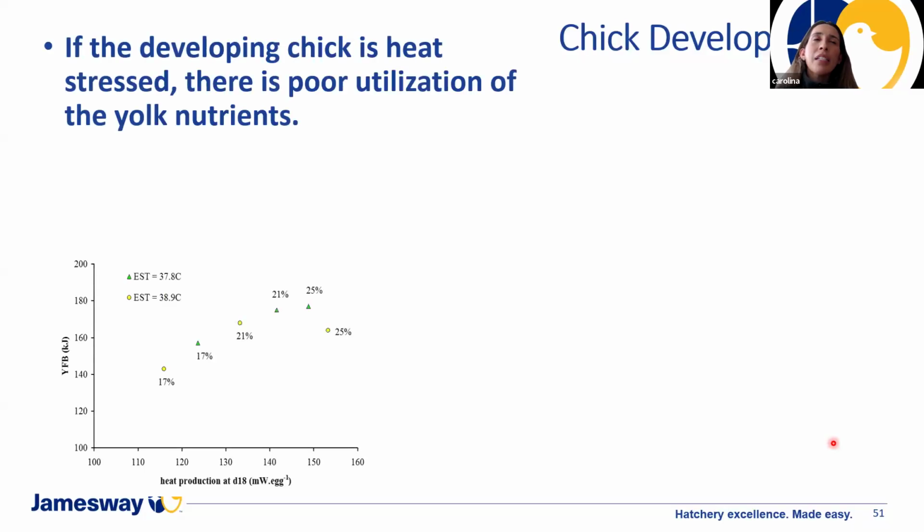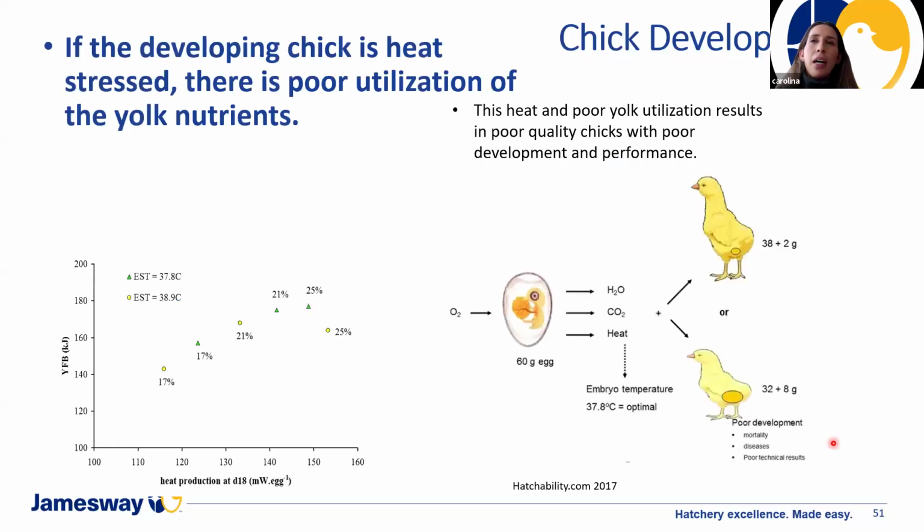If the developing chick is heat stressed, there is a poor utilization of yolk nutrients, and that has been shown in different studies. So we want to have a proper air temperature in order to guarantee that the chick will absorb the yolk sac as best as we can. Because remember, the yolk sac has a lot of nutrients, and the embryo will take all the nutrients from there, but it will also absorb all the maternal immune system.